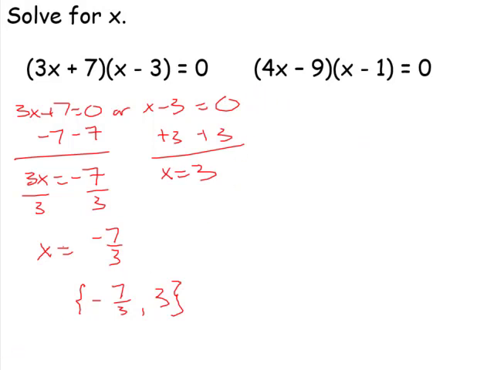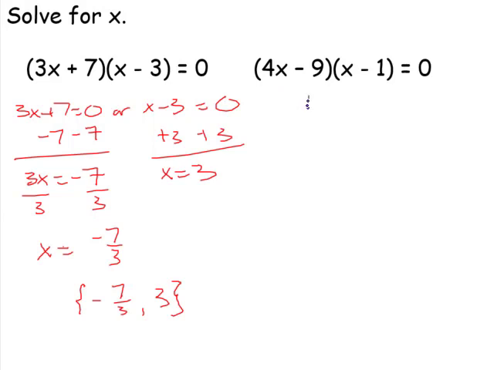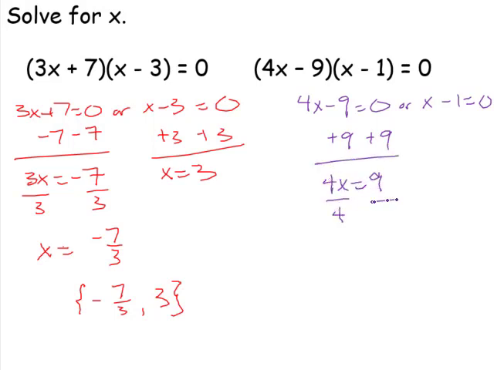On the next one, you do it exactly the same way. We're just going to use the zero product property. 4x minus 9 is equal to 0, or x minus 1 is equal to 0. We'll add 9 to both sides. That will leave us with 4x is equal to 9. Divide both sides by 4, and we have x is equal to 9/4. Here, all we have to do is add 1 to both sides, and we have x is equal to 1. So our answer would be 1 and 9/4.